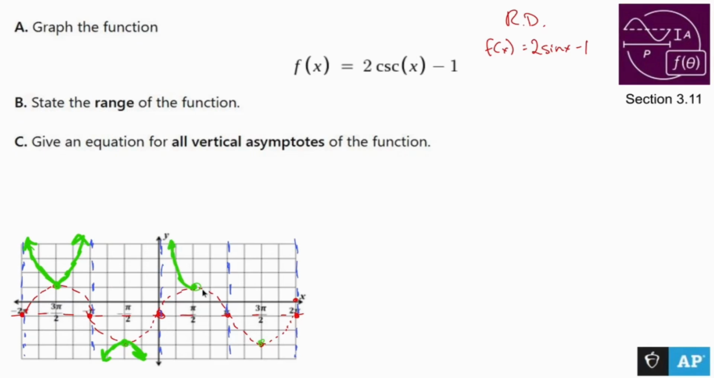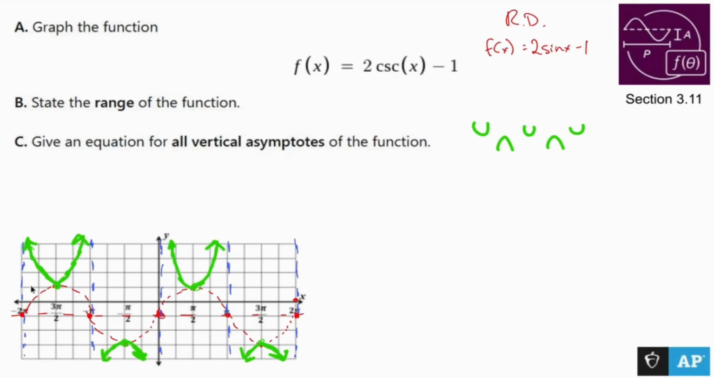Remember, the red doesn't count. The red is just my rough draft, my guide. But this is supposed to look like this when graphed. Something like that is supposed to happen when graphed. I know the graph that I stole off the internet, probably not the wisest one to use, but it's the green here that matters. The green is the only thing that matters. So when I state the range of the function, I'm only focusing on the green.